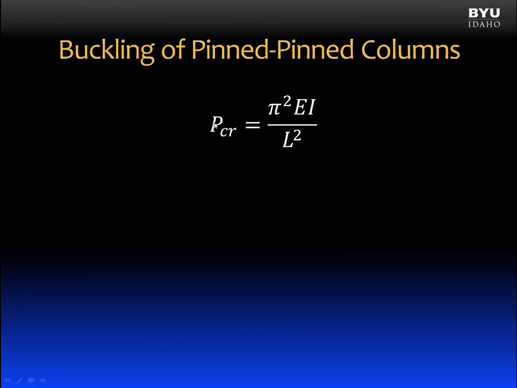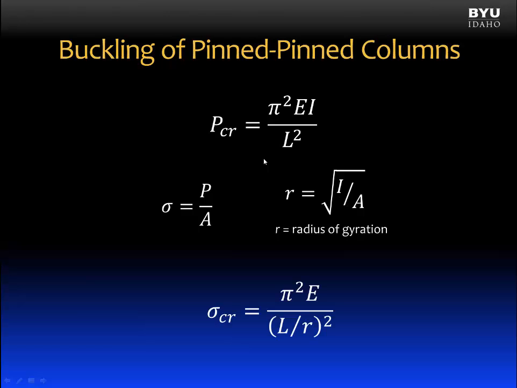The units on critical buckling load are force units, either pounds or newtons. Recognizing that normal stress is force divided by area, and also identifying r, the radius of gyration, which is equal to the square root of the moment of inertia divided by area, we can rewrite the critical buckling load equation as critical buckling stress. This equation turns out to be very useful in design. Note that Euler's equation shown here is restricted to the buckling of members that are pinned at both ends.